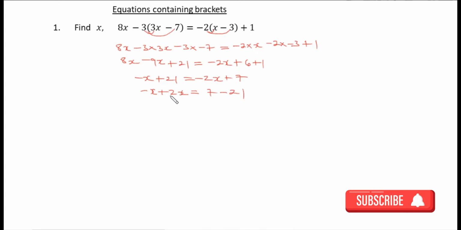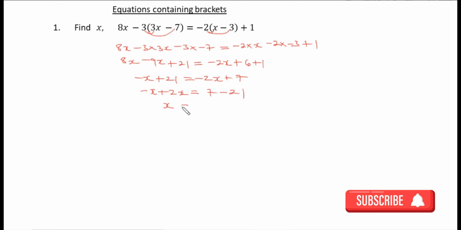So here we subtract, minus x plus 2x. This is simply minus 1 plus 2. You subtract, you take the sign of the bigger term. The bigger term here is plus 2x. So you subtract, and this gives you positive x. Minus 1 plus 2 is 1. So it's minus x plus 2x is x.